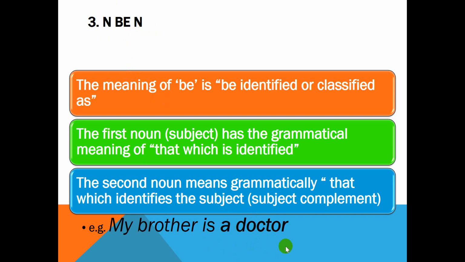So, my brother is a doctor. The one which is identified here is my brother. Be has the meaning of be identified: my brother is identified as. The subject complement is a doctor. My brother is classified or identified as a doctor. So, noun phrase, verb be, noun phrase.